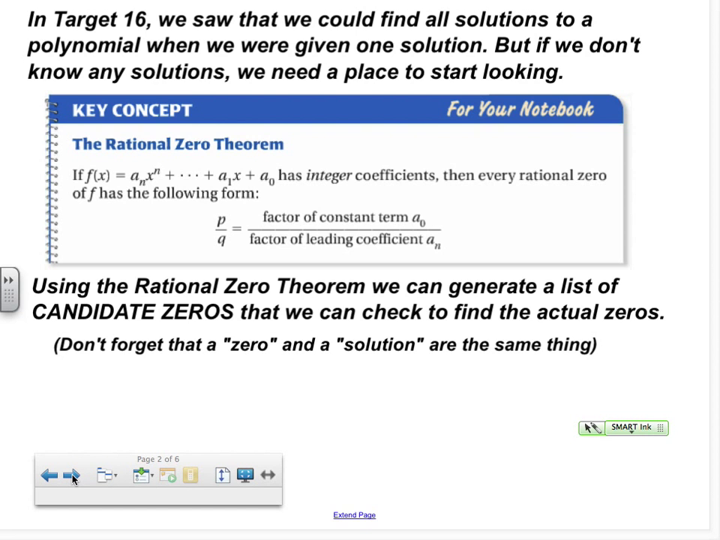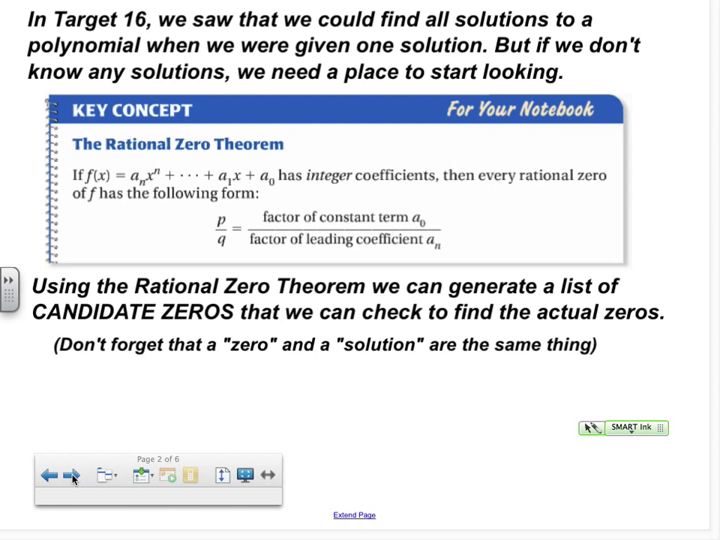Alright, so in Target 16, we saw that if we were given a solution of a polynomial, then we could find the other solutions. But let's say that we don't know any of them, so we need a place to start. So instead of looking at every possible number, we're going to limit it down strategically to just a list of what we're going to call candidates for what could be zeros of this function.